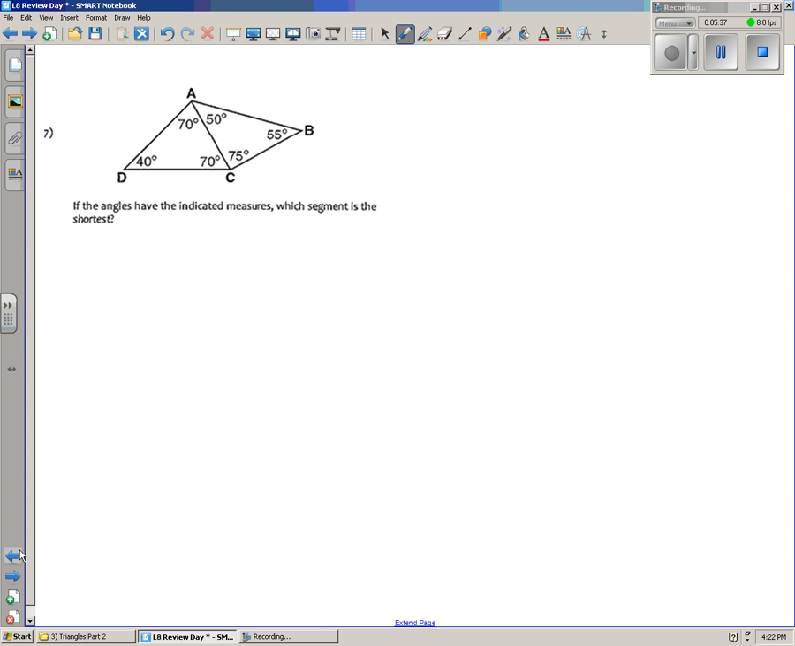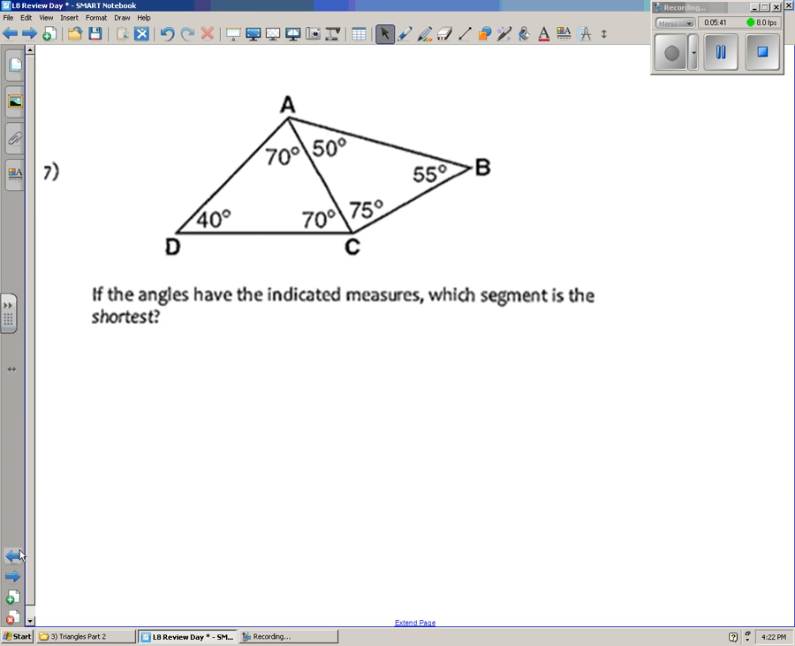Number 7. Number 7 is a tough question. A lot of people had trouble with it in class. First thing you have to understand is you have to take the triangles separately. So if I have triangle ABC, I have to determine who the smallest side in triangle ABC is. In fact, what I'm going to do is I'm going to put the sides in order. So in triangle ADC, the smallest side in triangle ADC is AC, since it's across from the smallest angle.